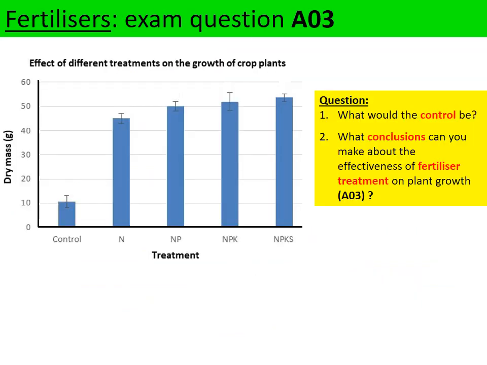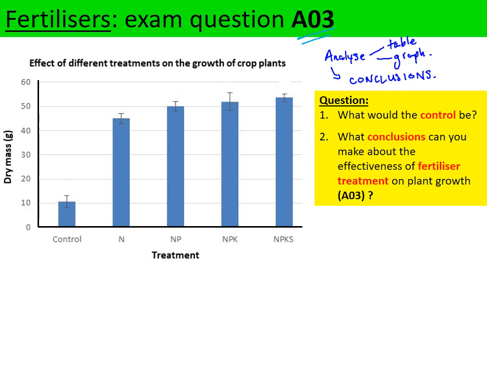So this is a nice example of an AO3 question. Now we know AO3 is about analysing data that we're given either as a table, so we might see some data in a table, or as in this case in a graphical format, and then we need to draw conclusions about that data and what it tells us about the experiment that's been conducted. So AO3 is really about drawing conclusions from the data that we're given.